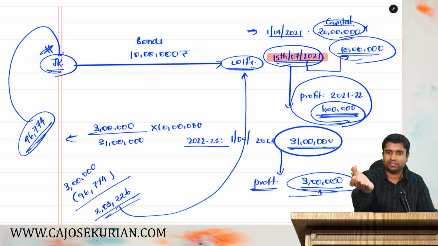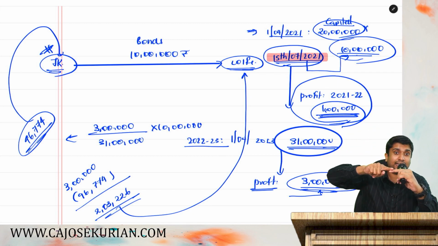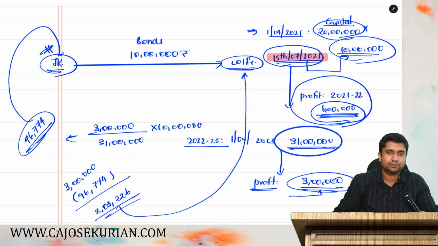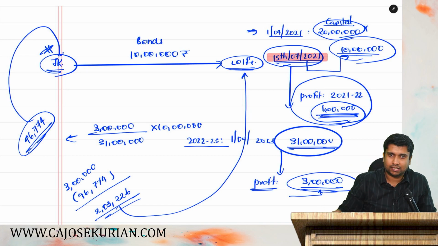That's her profit. Only the proportionate profit due to the transferred asset which forms part of the opening capital of the business has to be clubbed. For the rest, there is no requirement of any clubbing. I hope this much is clear.